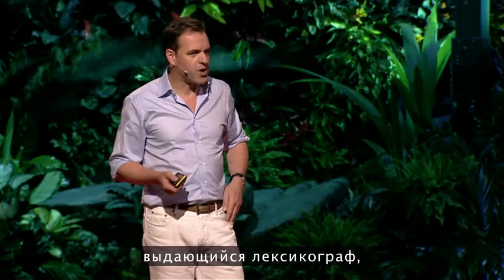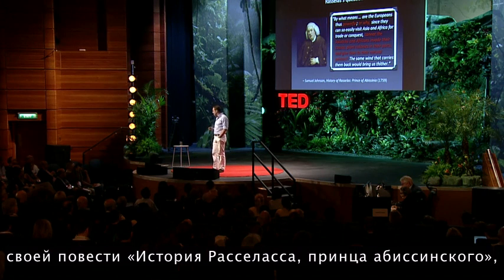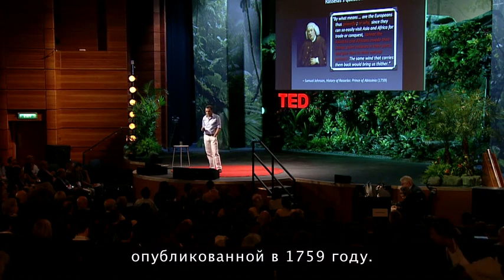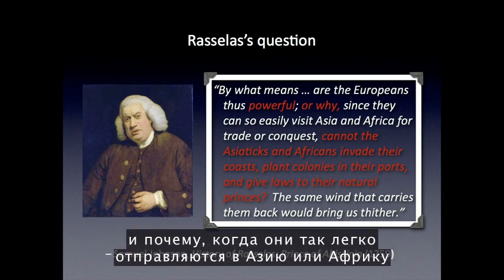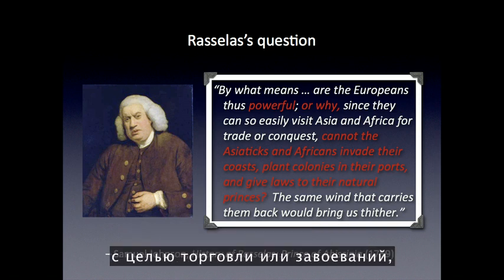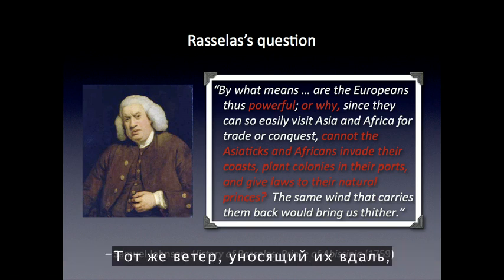This is not a new question. Samuel Johnson, the great lexicographer, posed it through his character Rasselas in his novel Rasselas, A Prince of Abyssinia, published in 1759. "By what means are the Europeans thus powerful, or why, since they can so easily visit Asia and Africa for trade or conquest, cannot the Asiatics and Africans invade their coasts, plant colonies in their ports, and give laws to their natural princes? The same wind that carries them back would bring us thither."